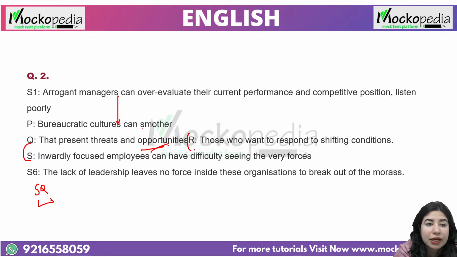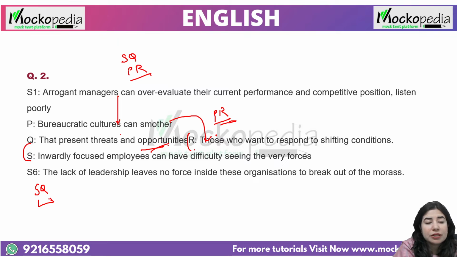Now we come to P and R. "Bureaucratic cultures can smother those who want to respond to..." So if there is a bureaucratic culture that can smoothen the entire process. So PR has to be again one sentence. SQ has to be another sentence. So we are sorted again with two mandatory pairs. We need to see how the arrangement can be done. So the forces, if we talk about sentence S, "inwardly focused employees can have difficulty seeing the very forces that present threat and opportunities."